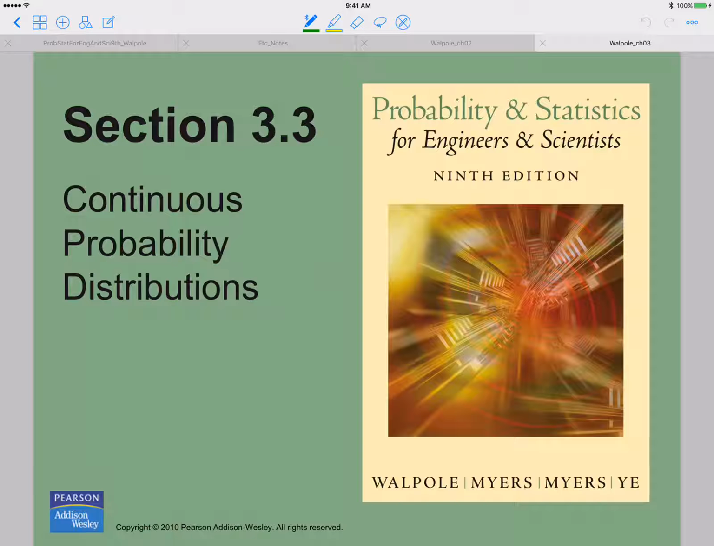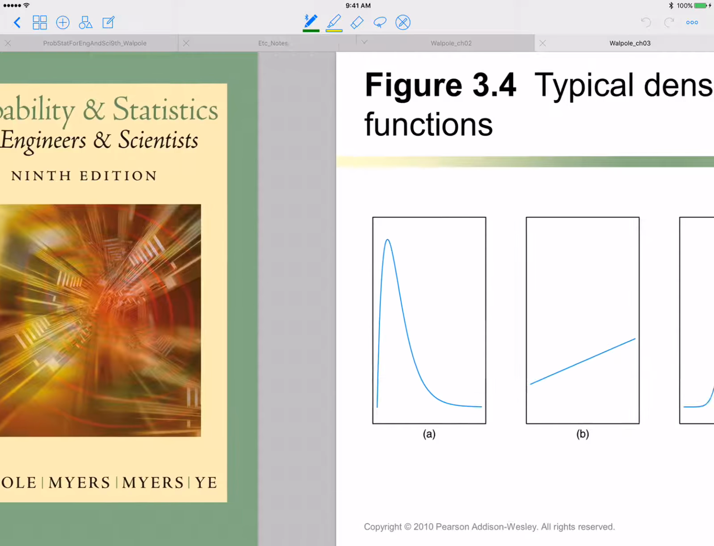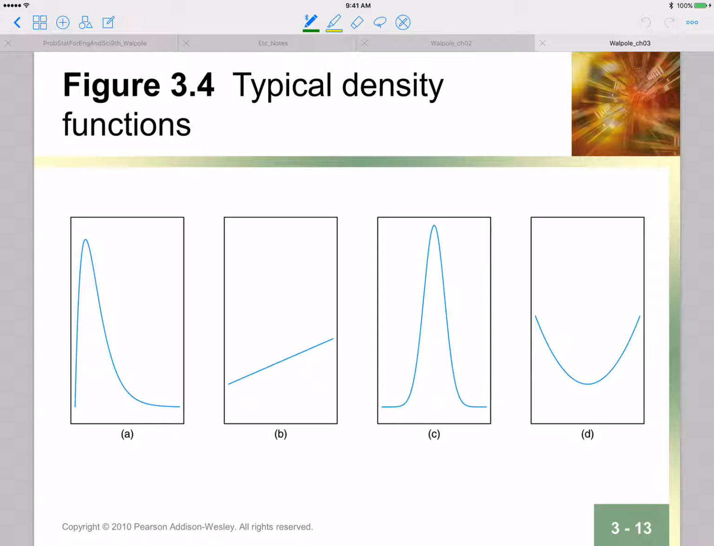Okay, and then the next thing is a continuous probability distribution. The main difference between the discrete and the continuous random variable is that in the case of a discrete random variable, we consider the probability mass function. But in the case of a continuous random variable, we consider the probability density function. So instead of mass, we use the term density.